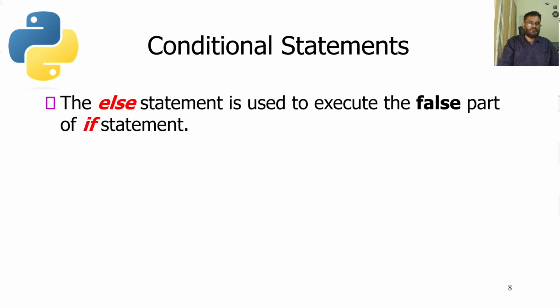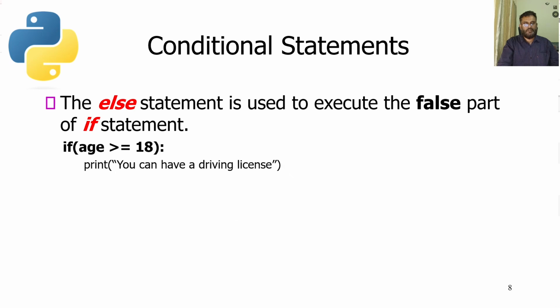Another statement which can be used to enforce some sort of branching is the else statement. It is used to execute the false part of the if statement. For example, if the condition in the if block is false, then we can make use of an else, which will be executing some other code. So in this case, it is you're too young, go ride a bicycle.